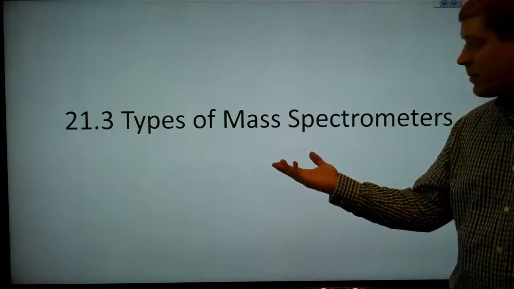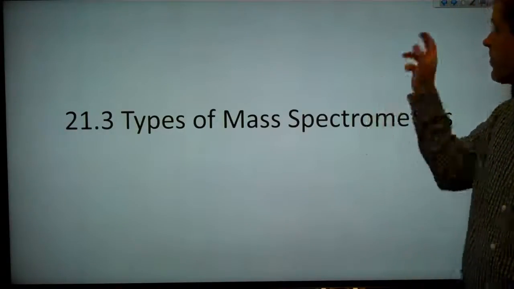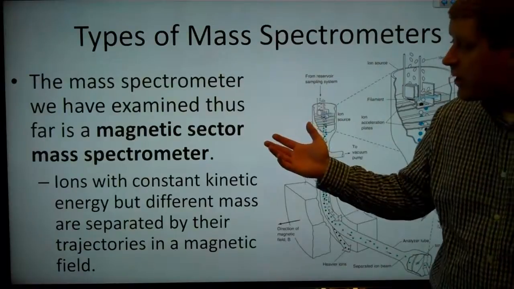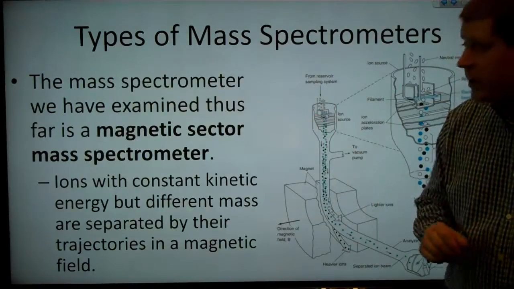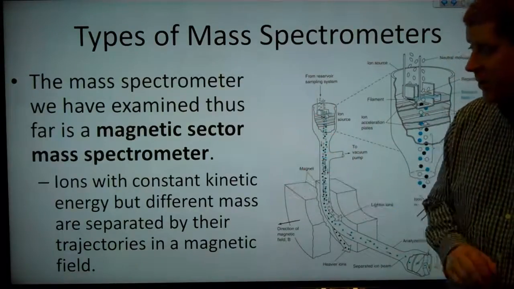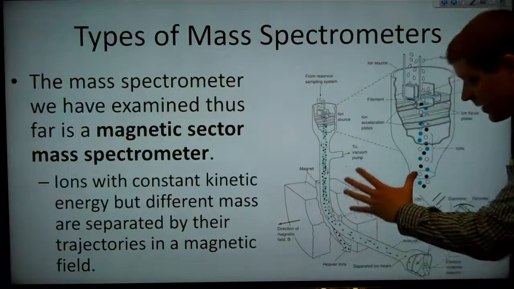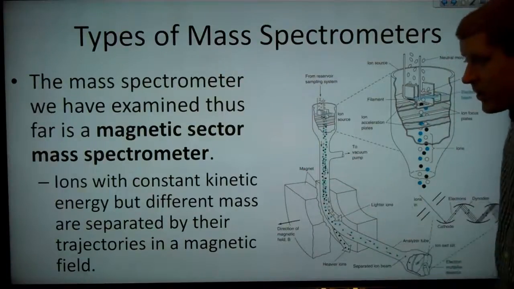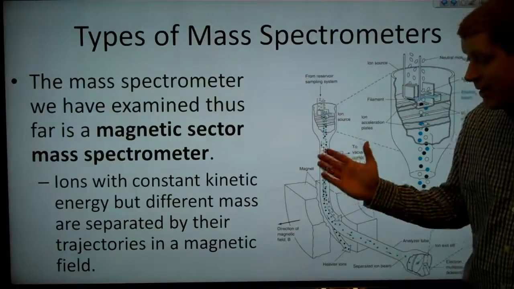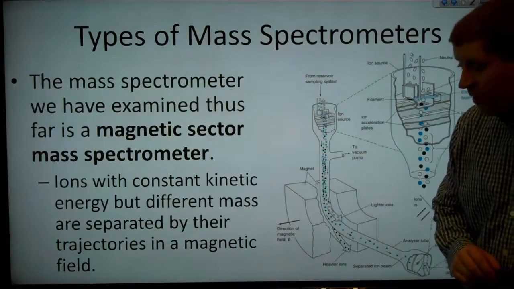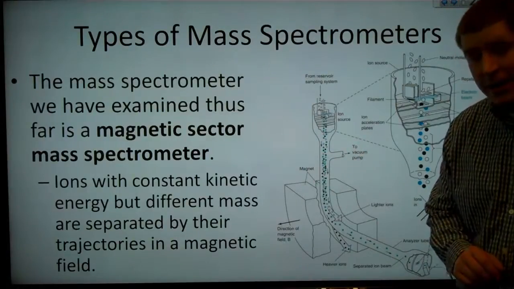Welcome to Types of Mass Spectrometers. So, the mass spectrometer that we've examined thus far is called a magnetic sector mass spectrometer. And again, you can see that over here. Now, ions with constant kinetic energy, but different mass, are separated by their trajectories in a magnetic field.